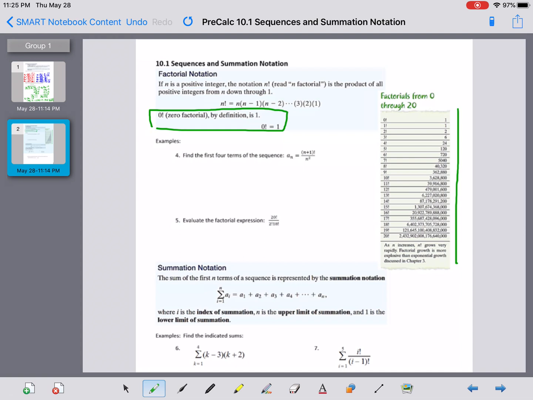It gets big fast. In fact, this is faster growth than you would see with exponential, like 2 to the x power. We know that grows quickly, but a factorial grows even faster. So to start out, we're just looking at whether we can operate with factorials today. Later in the chapter, we'll use factorials more, with combinations and some probability.